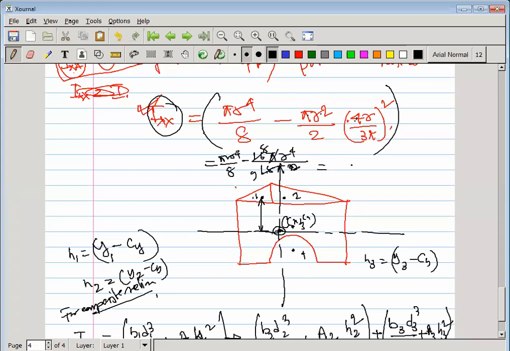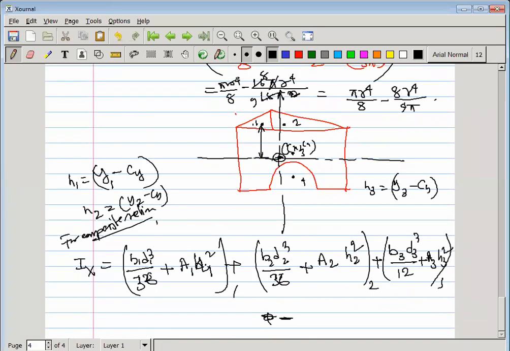So finally it will give πr⁴/8 minus 8r⁴/9π. Okay, so if we put this value, we will get πr⁴/8 minus 8r⁴/9π. This is your bd³/12 portion for this case, for the semicircle case.